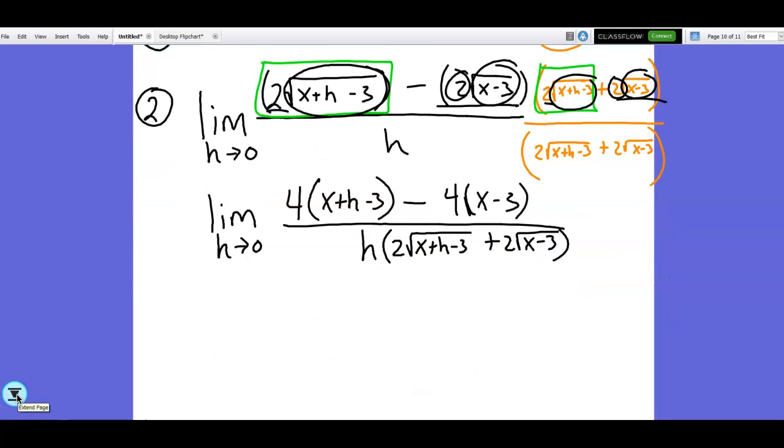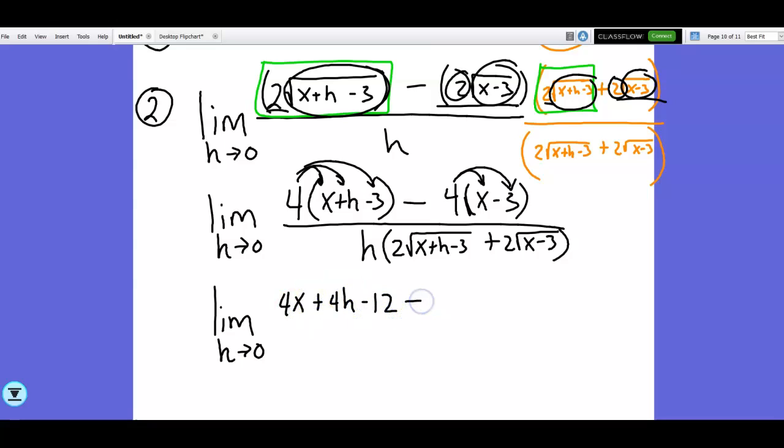And we're still on step 3 because we're still in the process of simplifying. So the next part to simplifying after you multiply the top and the bottom by the conjugate is we're going to distribute here, and I'll also distribute here. I'm not going to do anything on the bottom though. So that's going to give me 4x plus 4h minus 12 minus 4x plus 12.